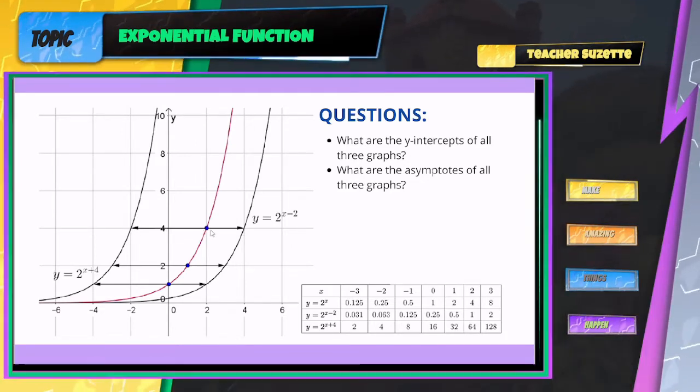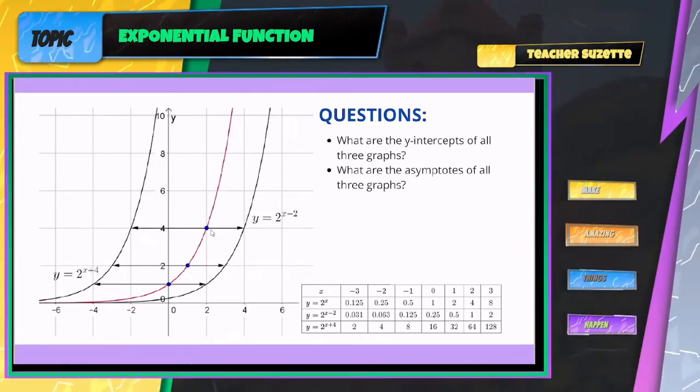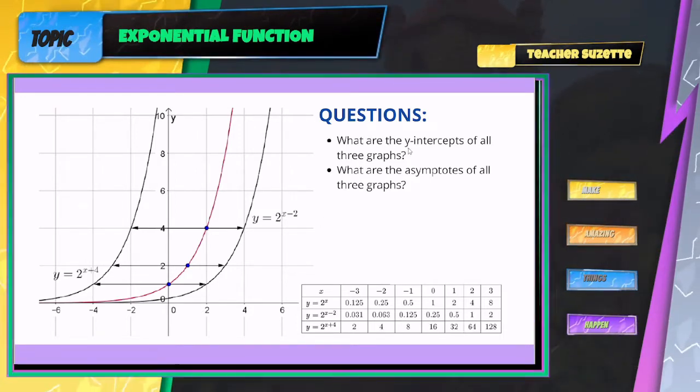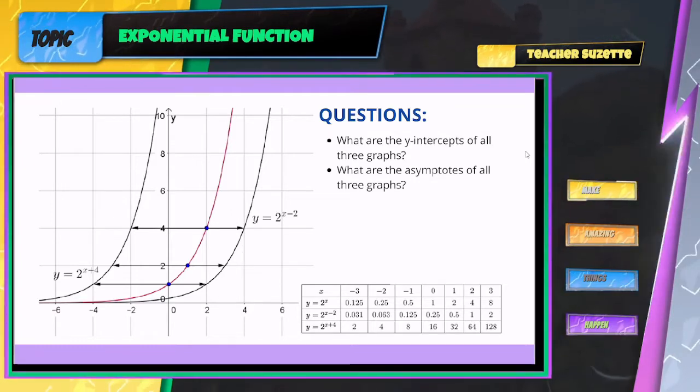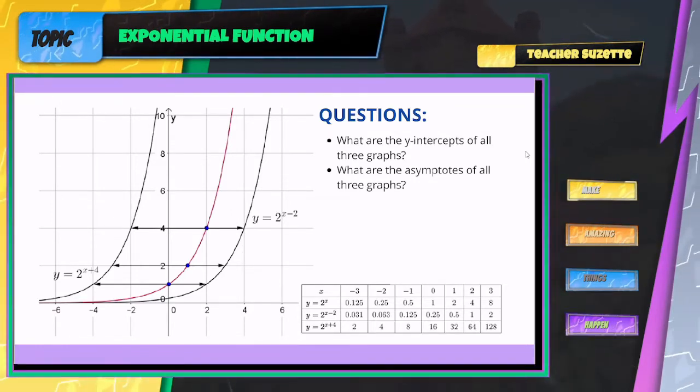So, ano kaya ang naging reason? Later malalaman natin kung paano or anong tawag dito sa shift or transformation ng ating graph. But before that, let's first answer the following questions. What are the y-intercepts of all the three graphs and what are the asymptotes of all the three graphs?